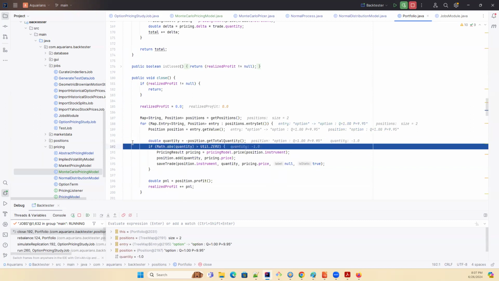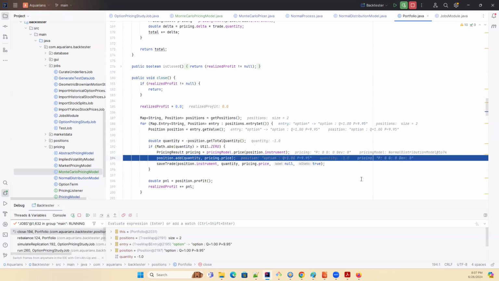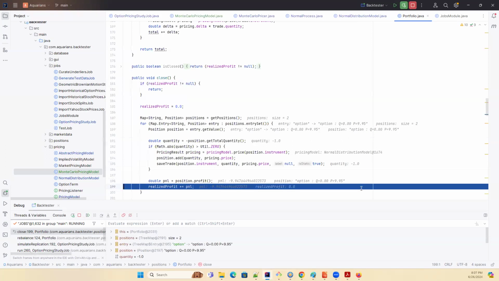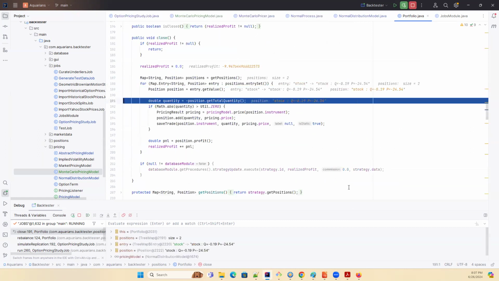We need to sell it, so -1. And what's the price of the option now? Well, the price of the option now is 0. So we paid 9.95 for it, and we sell it at 0, so we have a loss of minus 9.95. So we lost money on the option. But because we have replicated the option position using stock, it should be counterbalanced by the stock. So we have another position in the stock, which is now at minus 0.19, but we have accumulated P&L over time. So we bought, sold.